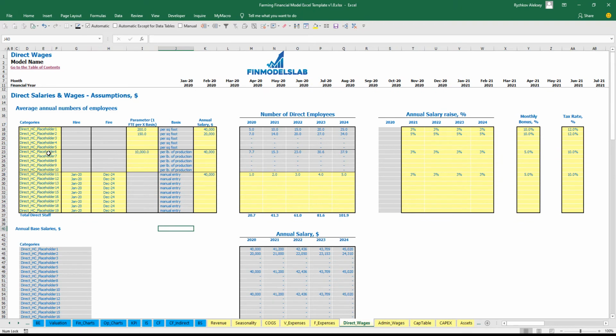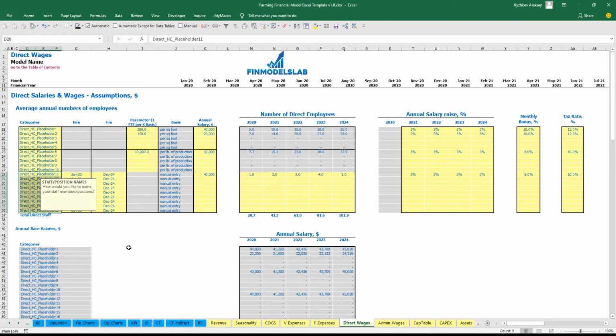The next category or type is to drive your direct headcount as a parameter per pounds of production. It means that per 10,000 pounds of production you'll have 1 FTE. Again, you can set up salary, salary rise, monthly bonus, payroll tax rate, and you will see the amount of headcount which is needed depending on the production driven by the revenue assumptions.